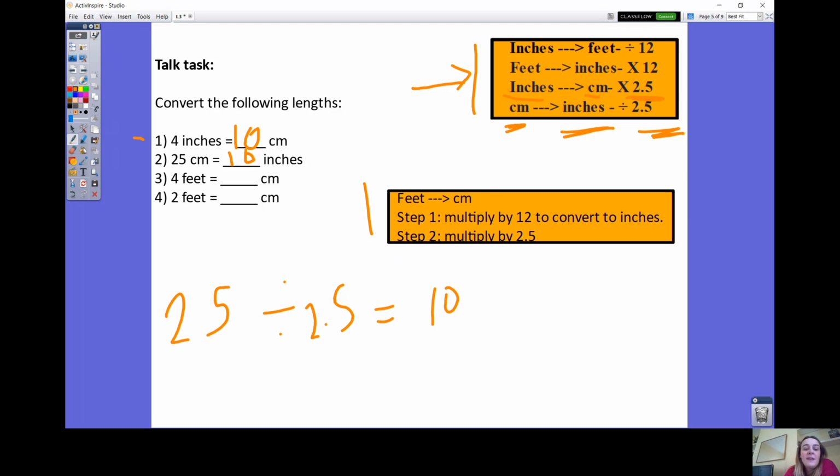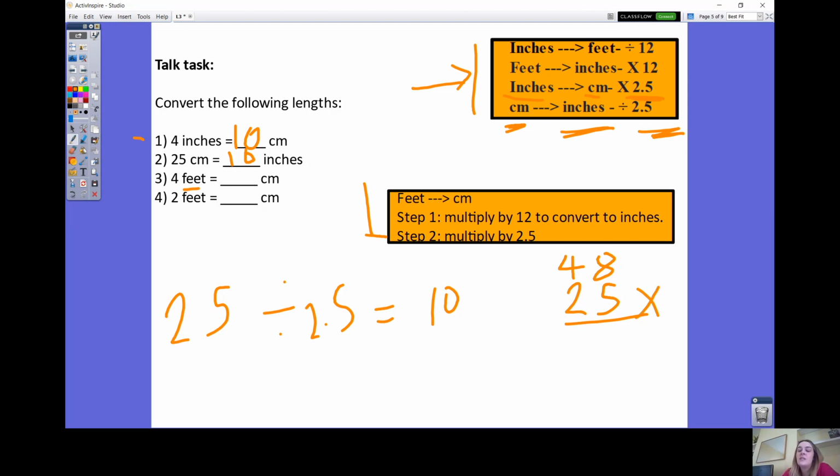Feet to centimetres. So to convert 4 feet into centimetres, step number 1, it says over here, multiply by 12 to convert to inches, the same as I did on the previous slide. So 4 multiplied by 12 is equal to 48. Step number 2, you then need to multiply by 2.5. So multiply by 25 and add a decimal place after.